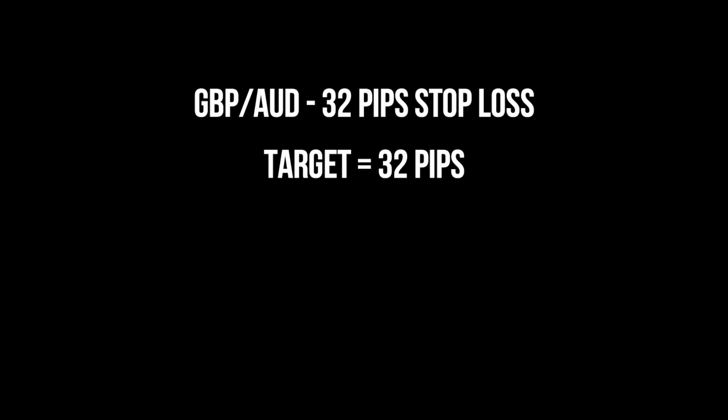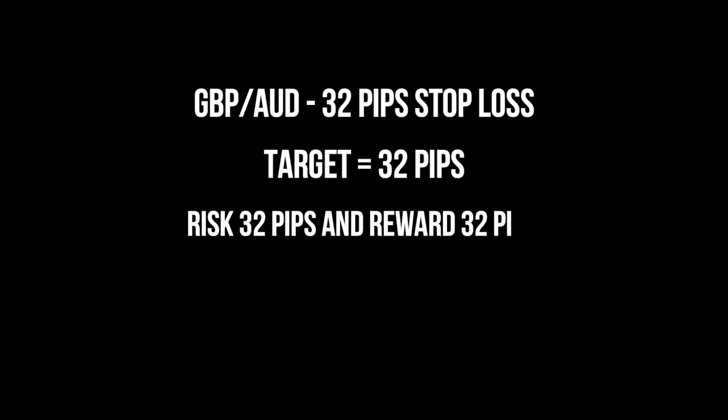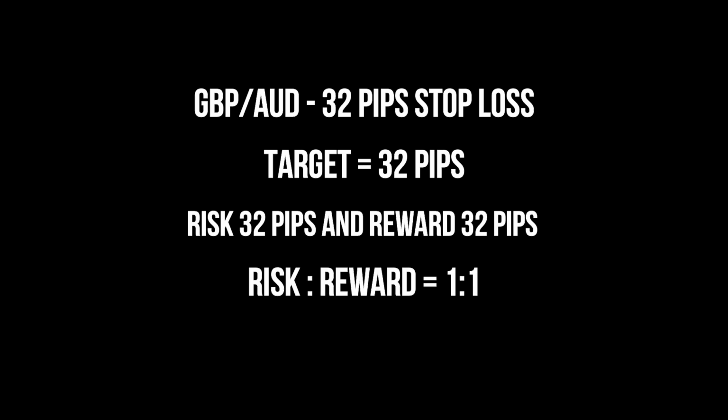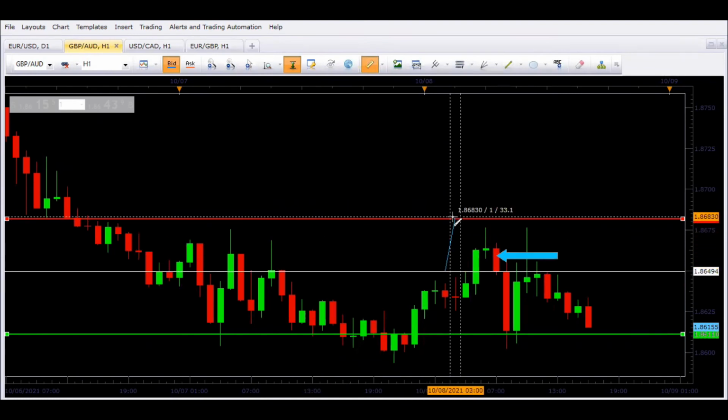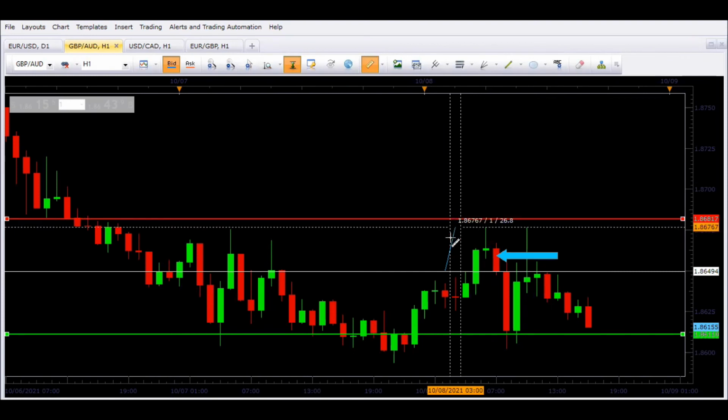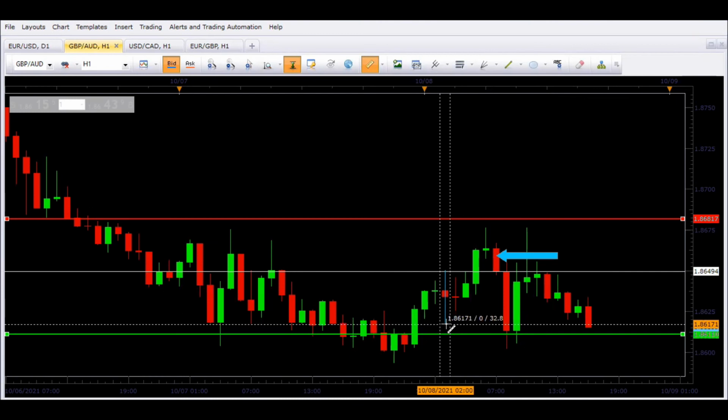So my risk is 32 pips on this trade, or $200. I know my target was 38 pips, but let's say my target was 32 pips. So my risk is 32 pips and my reward is 32 pips. So this is a risk to reward of 1:1. I entered here, I risked 32, which is $200, and let's say I made 32. So I risked 1 and my reward was 1.